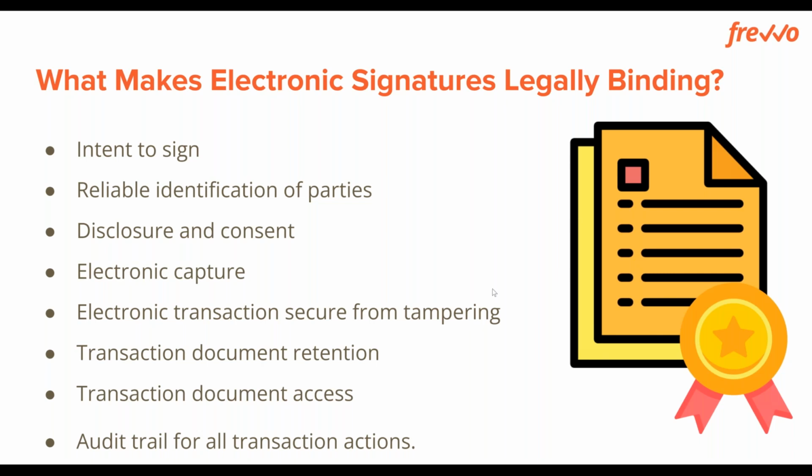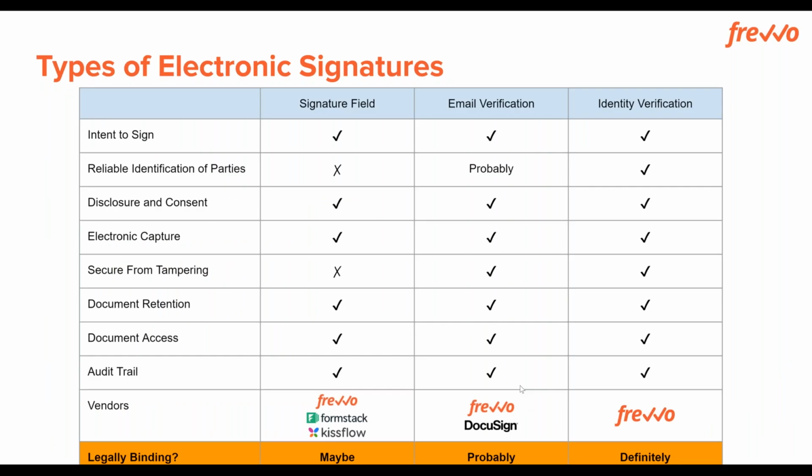So frevvo is going to meet all of these depending on which signature type you choose. And this chart will show you a little bit of what I'm talking about. Now, frevvo has 3 different types of digital signatures that I will show you today. The first, and that is this first column here, signature field, is a very flexible option.